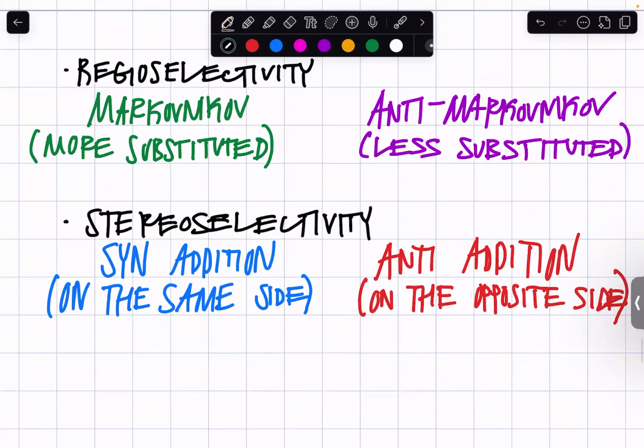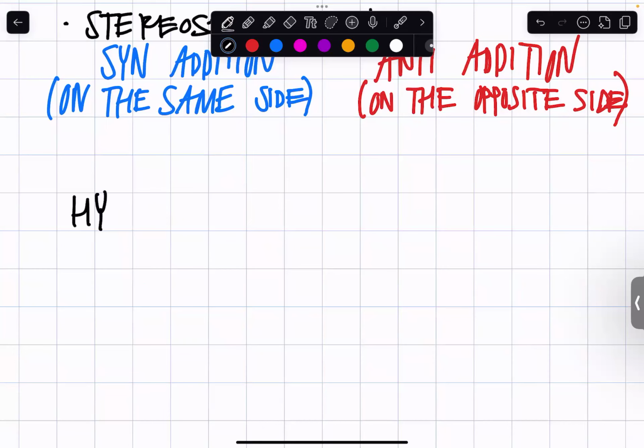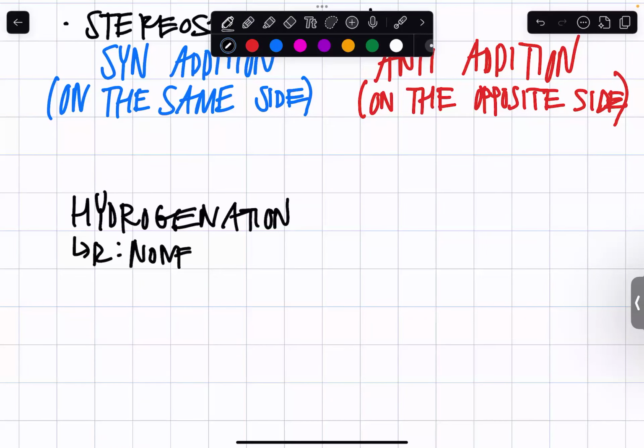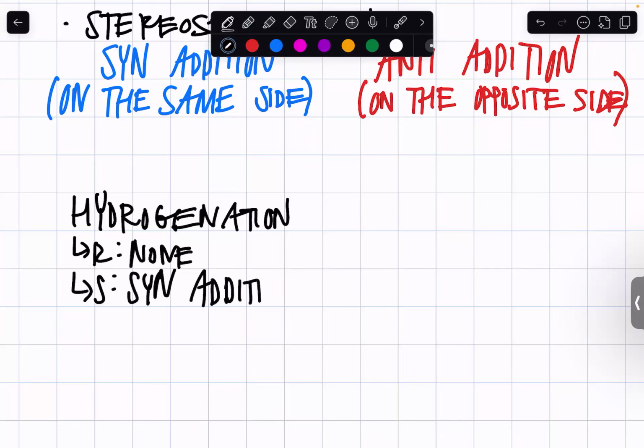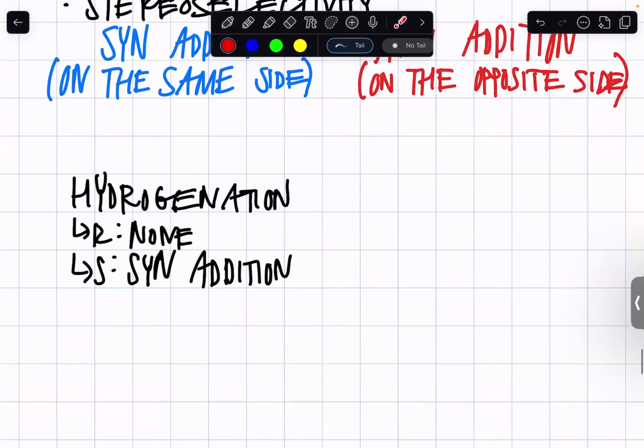Okay, so let's talk about hydrogenation here. The hydrogenation's regioselectivity would be none, because we're adding hydrogens on both carbons of the alkene, so it doesn't matter where it is added, the more or less substituted side. But the stereoselectivity of this reaction is going to be syn addition, right? That means that the two hydrogens are going to add on the same side.